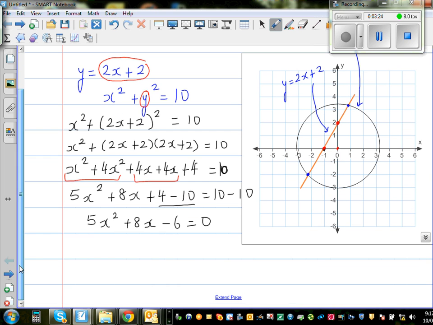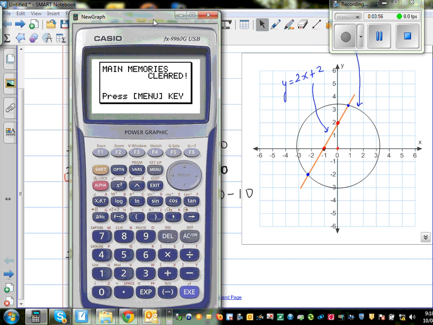So now you can use the quadratic formula, or you can also use the calculator. So let's use the calculator to figure out x. So this is a quadratic equation, so we need to find the values of x. You can use the quadratic formula, which is minus b plus or minus square root of b squared minus 4ac, over 2a, if you're not allowed to use a calculator. But I'll use the calculator to save time.